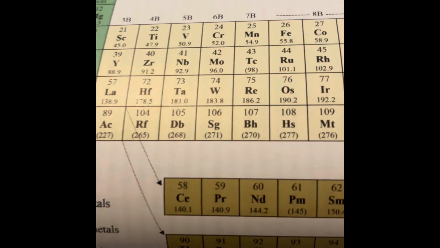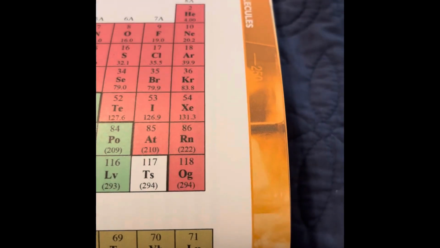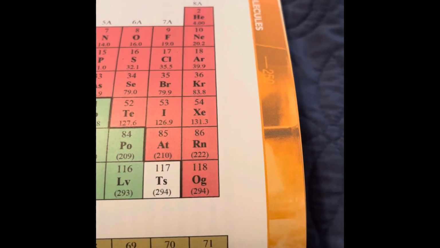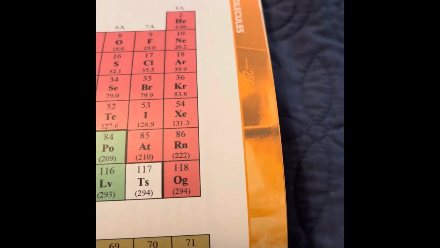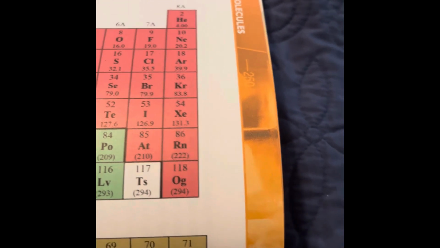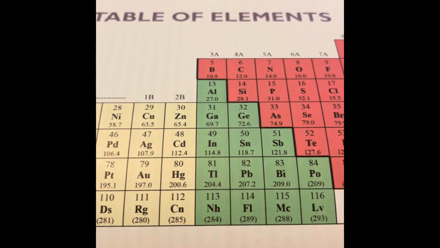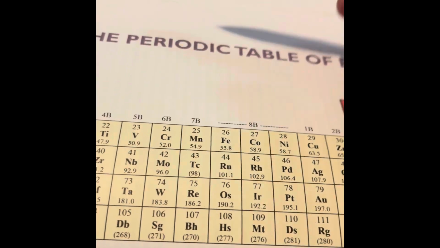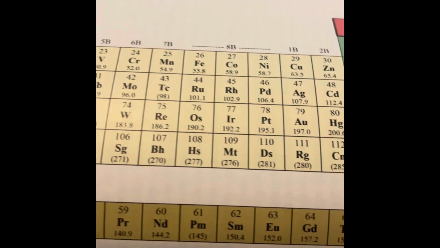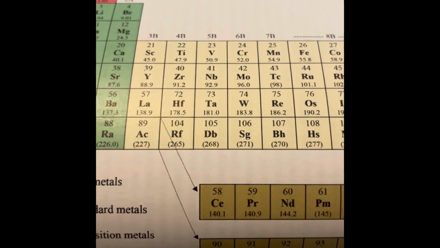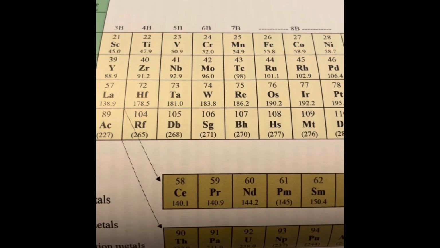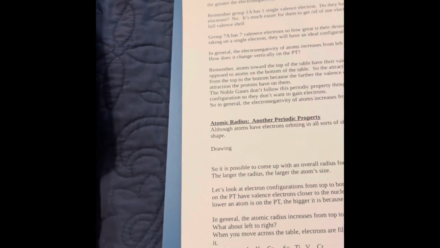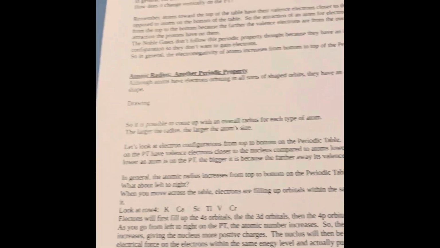Okay? So the other thing to remember over here, these noble gases don't follow this property because they already have an ideal electron configuration. They don't want to gain electrons, okay? But in general, the electronegativity of atoms increases from bottom to top, or decreases from top to bottom, however you want to look at it. Okay? So now we're going to go to atomic radius, another periodic property.